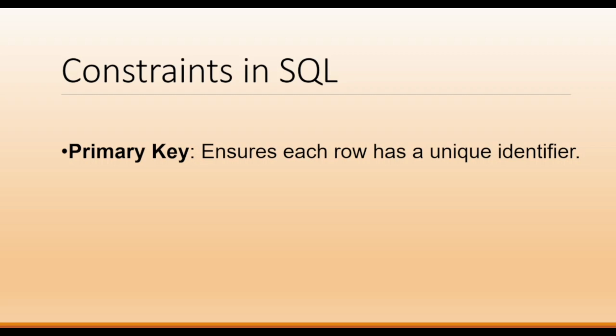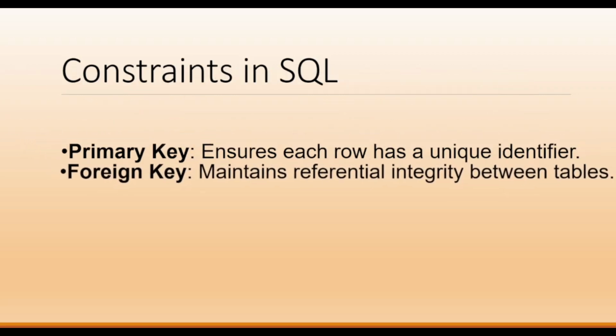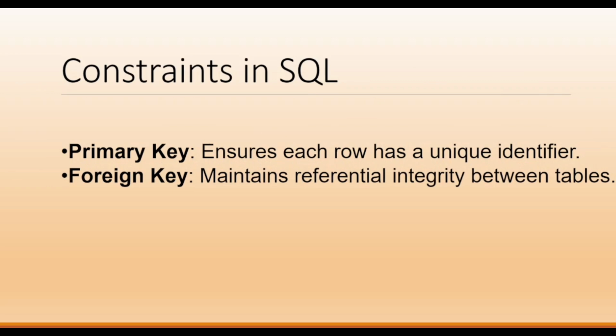Now what is this? There is a foreign key also. So foreign key, what is the foreign key? So it maintains referential integrity between tables. What does that mean? Basically it maintains the relationship between tables. Suppose you have two tables, right? One is like employee and one is employee salary. These two tables you have, okay?